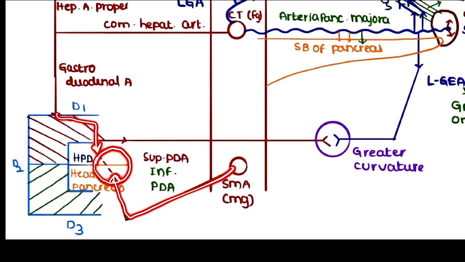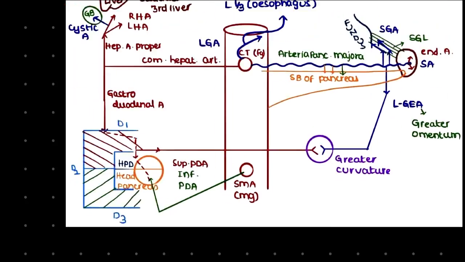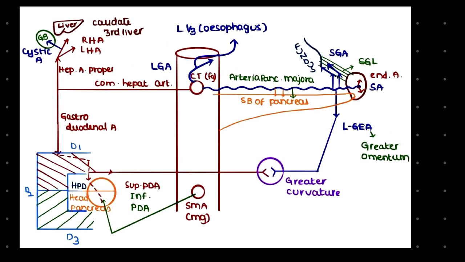Now moving further, we talked about the celiac trunk, the left gastric artery, the splenic artery, and the common hepatic artery. Now this was all about this diagram.